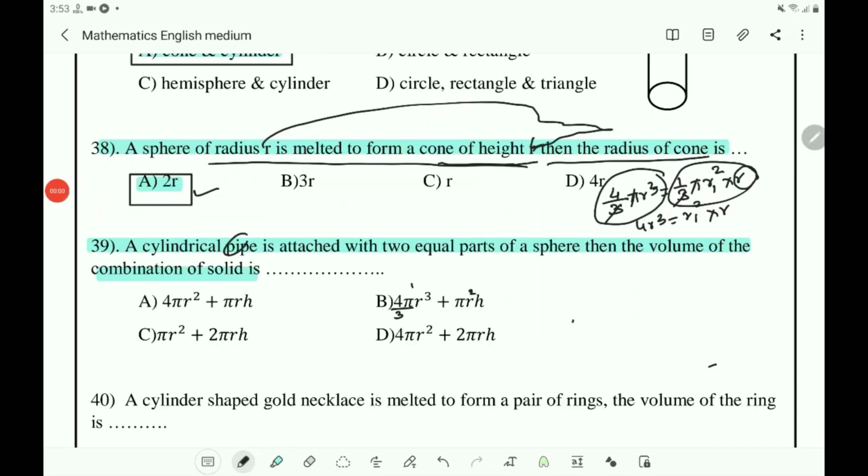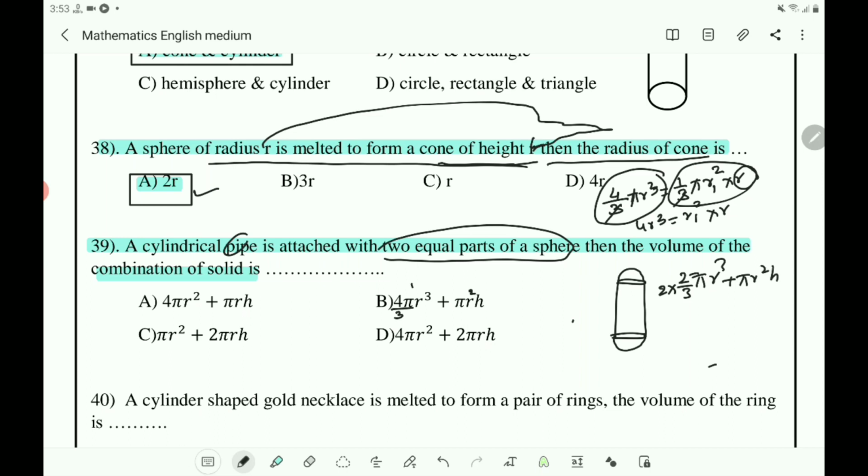Here two equal parts of a sphere means you can consider they are hemispheres. Here you can consider the cylinder and the hemispherical parts, and the hemispheres are the two equal parts of the sphere. Then it becomes 2 by 3 pi r cube into 2 plus pi r square h. That becomes 4 by 3 pi r cube plus pi r square h. Then what is the answer? Option B is the answer. Note down option B.